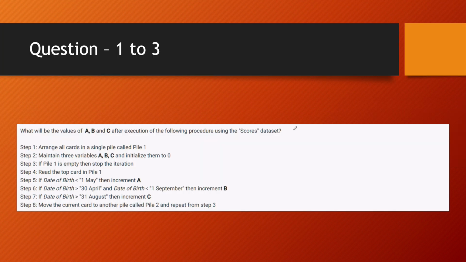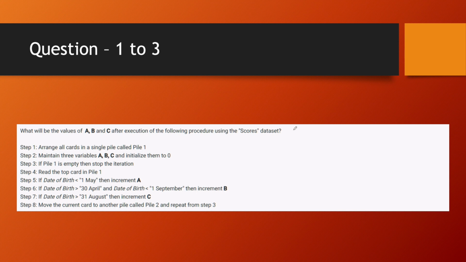The first question actually covers questions 1 to 3. So let's read the literature. What will be the values of A, B and C after execution of the following procedure using the scores dataset? Here we've been given a number of steps and we have to use this procedure, go to the scores dataset and find the answers for the questions that follow. So let's go to the steps.